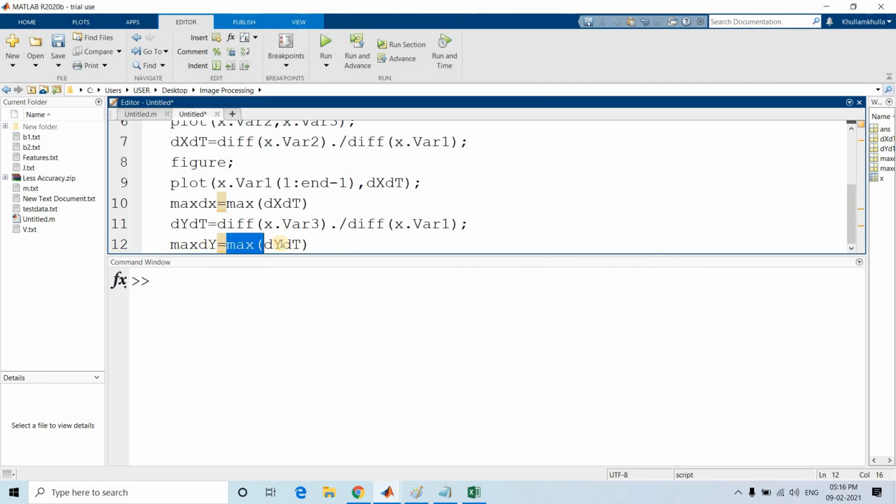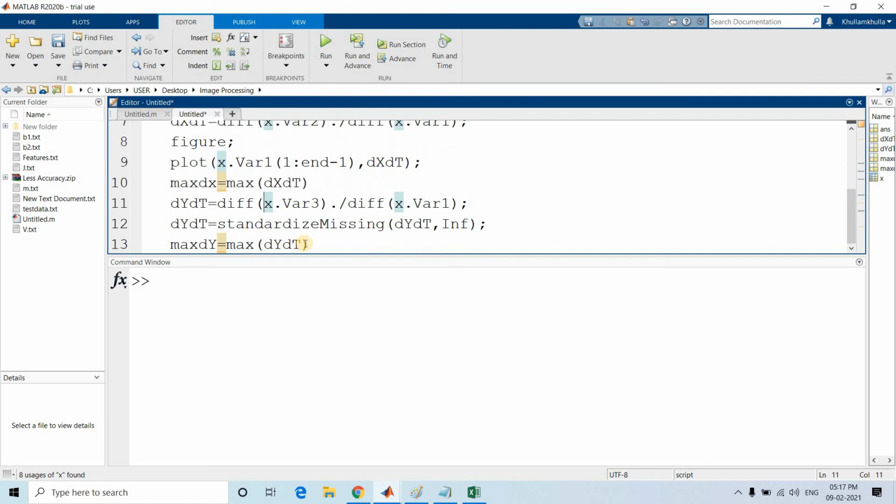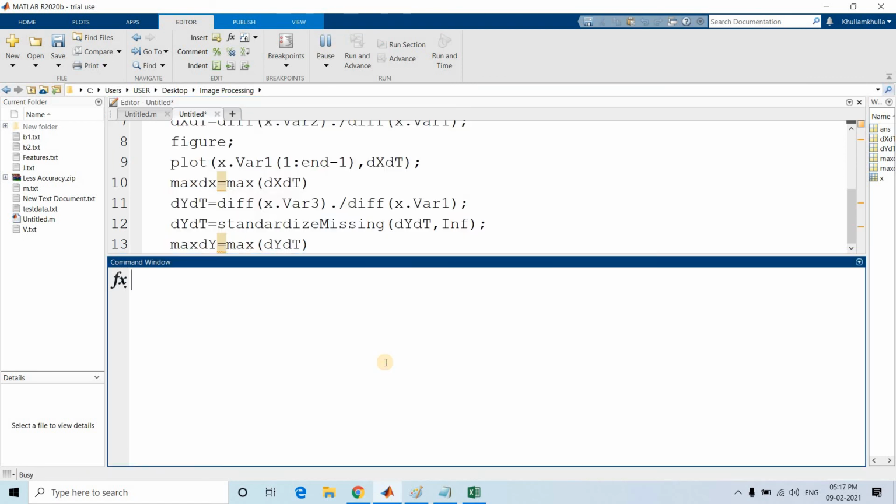Now when we are using the maximum function to get the maximum value in this particular sequence, obviously if infinite is present in this sequence, then it is going to return infinite, because infinite is the maximum value. There is no maximum value more than infinite, right? So what we can do, we can replace all the infinite values with nan, that is not a number, and for that we can write this piece of code, dYdt equal to standardizeMissing. We are passing our original sequence, and we want to replace all the infinite by nan, so we pass inf as second parameter, and then compute the maximum value. Let's check now. So see, the maximum value along y direction is 7.1617.